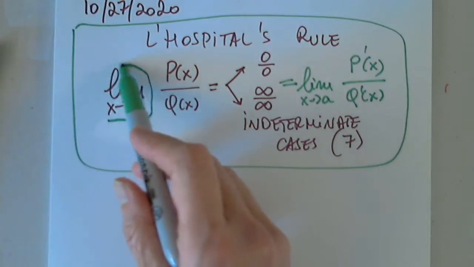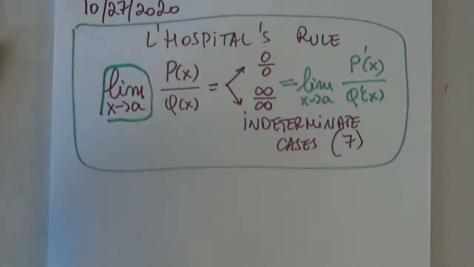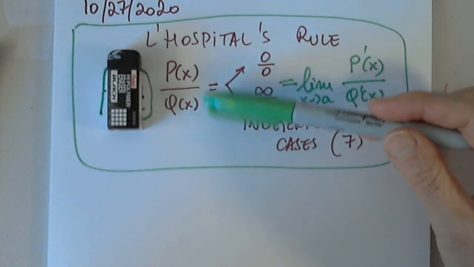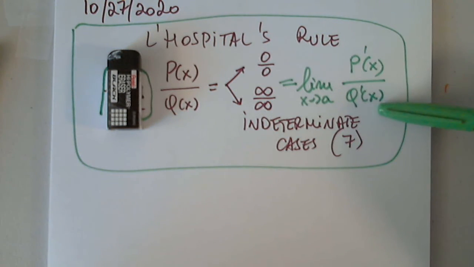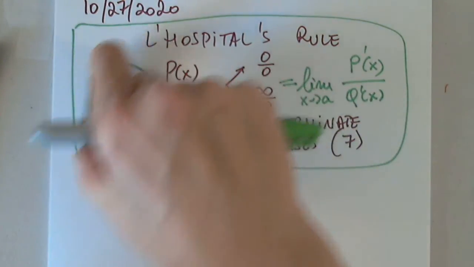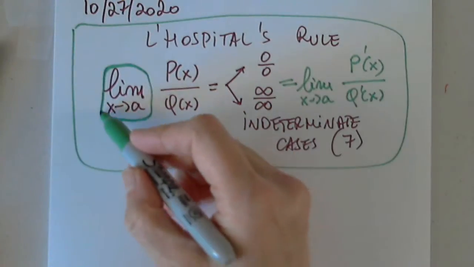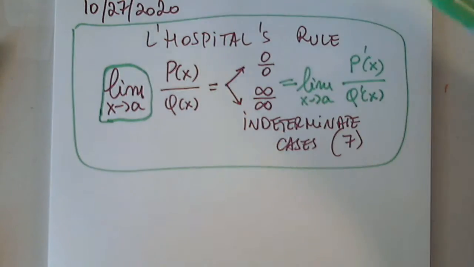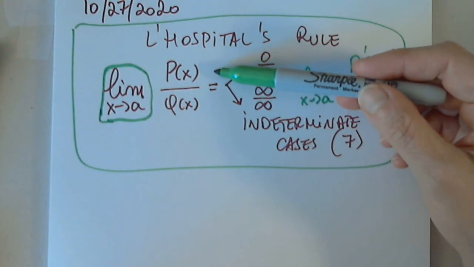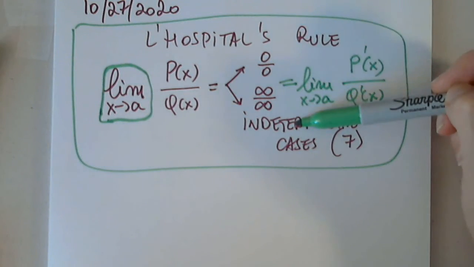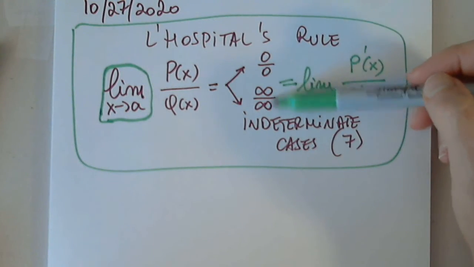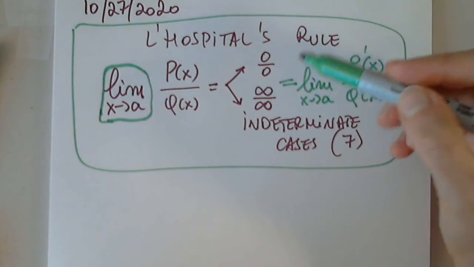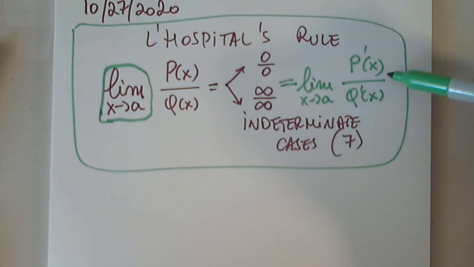Notice that without the limit, I will never, ever say that the derivative of P of x over Q of x is P prime over Q prime. That would be a terrible mistake because I have to use the quotient rule. But only inside a limit, and only inside the limit, if I can show that it's an indeterminate case, either 0 over 0 or infinity over infinity, no other situation, then we can proceed to find the limit by simply differentiating the top and differentiating the denominator.